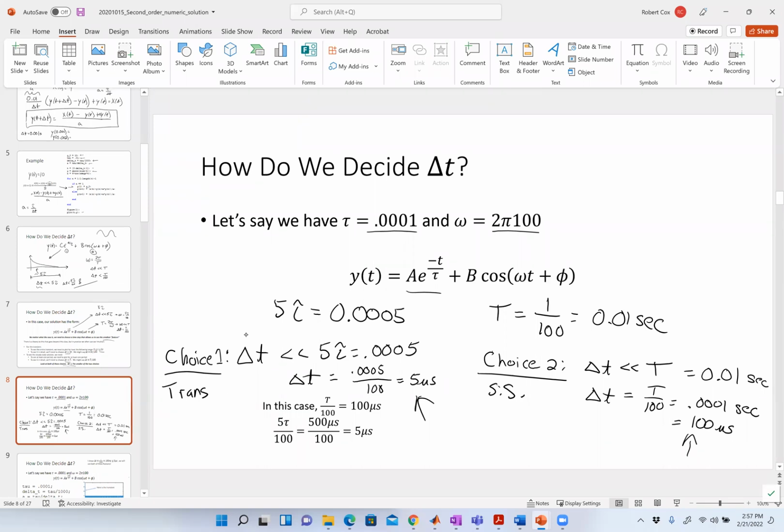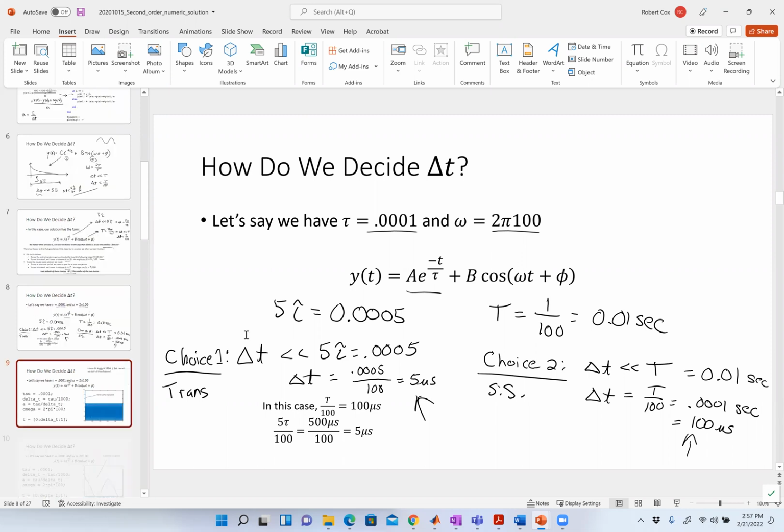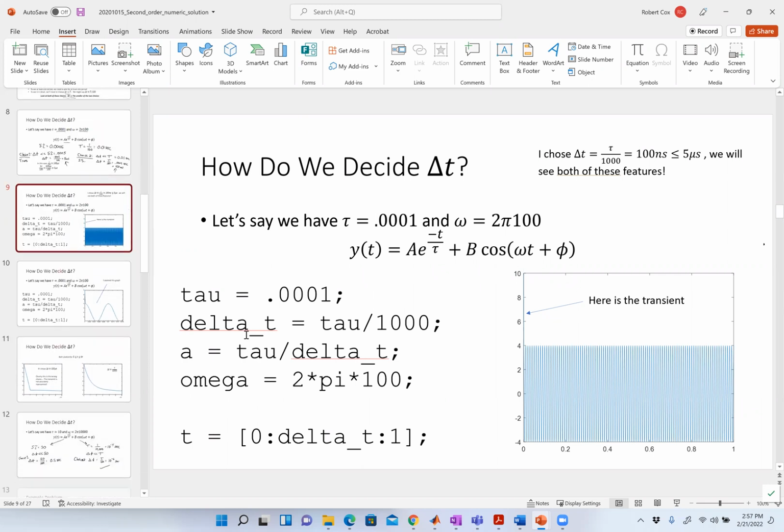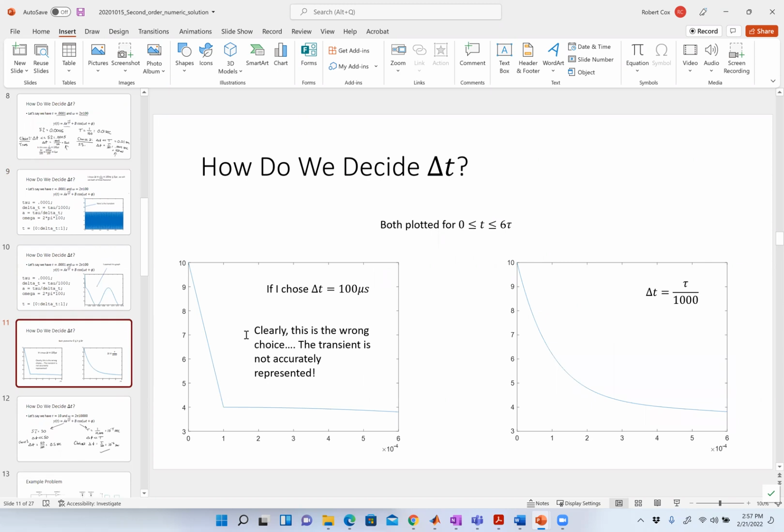So which one do I choose in that case? One's 5 microseconds, one's 100 microseconds. The smaller one, right? I choose the 5 microseconds, and then I can see it accurately. And here I'd have to zoom in to see this. The transient is somewhere in here. And what I showed, and you can go back and look at that video on this, is that if I chose delta t equal to 100 microseconds, after a while they start to look the same.